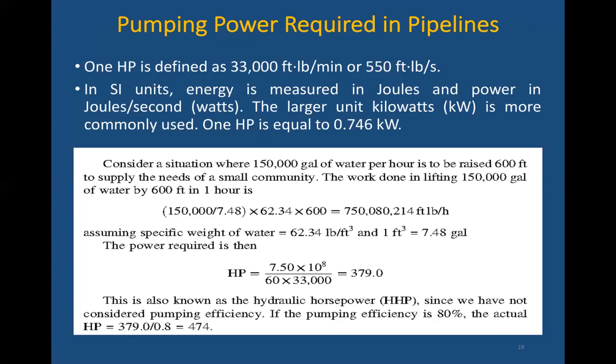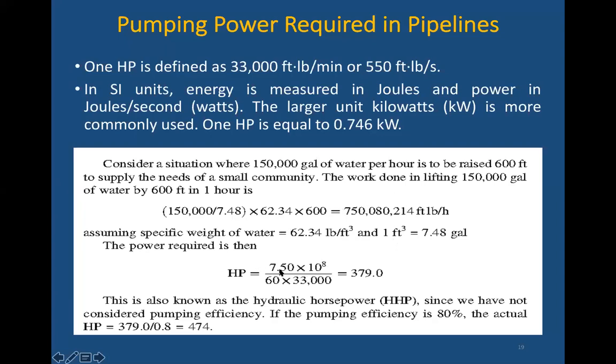Now, let's have an example. Consider a situation where 150,000 gallons of water per hour is to be raised 600 feet to supply the needs of a small community. So what will be the work done? The work done in lifting 150,000 gallons of water by 600 feet in 1 hour is equal to this. If you see the calculation, the specific weight of water is 62.34 pounds per cubic foot, and 1 cubic foot is 7.48 gallons, so that's 150,000 divided by 7.48, times 62.34, times 600. That will give the work done.